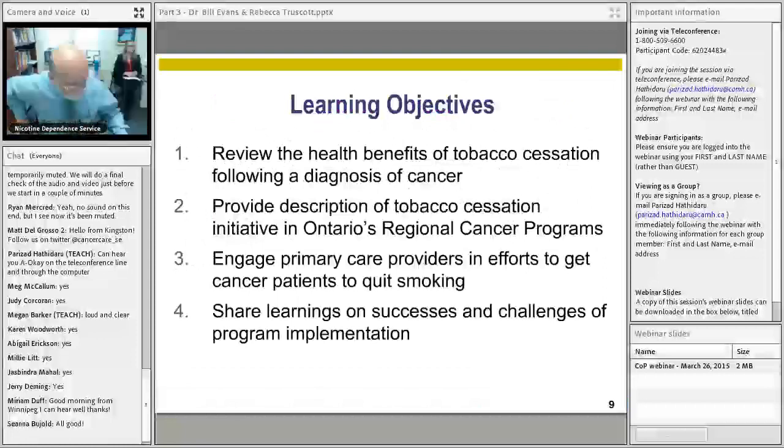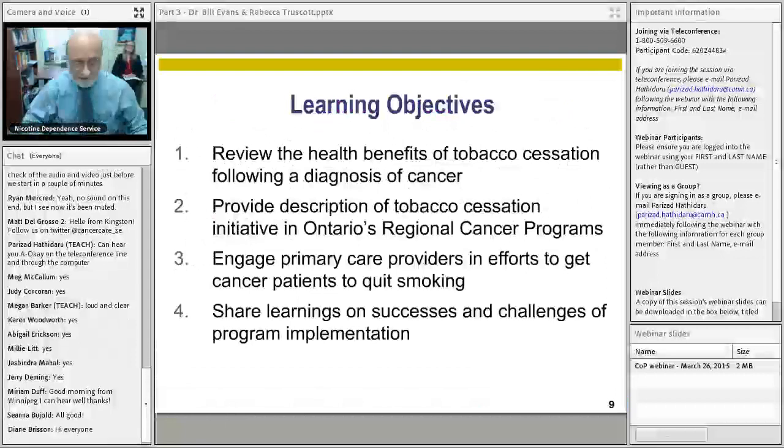Thank you and good afternoon, and welcome to this session on implementing tobacco cessation programming in cancer care settings. You see the learning objectives for today's session, and particularly the focus will be on the health benefits of tobacco cessation following a diagnosis of cancer. And we'll go through some of the data that supports significant health benefits to the cancer patient, something that has not been well recognized by those of us who work in the care delivery system, certainly in the province of Ontario, and I'm sure this is true elsewhere.